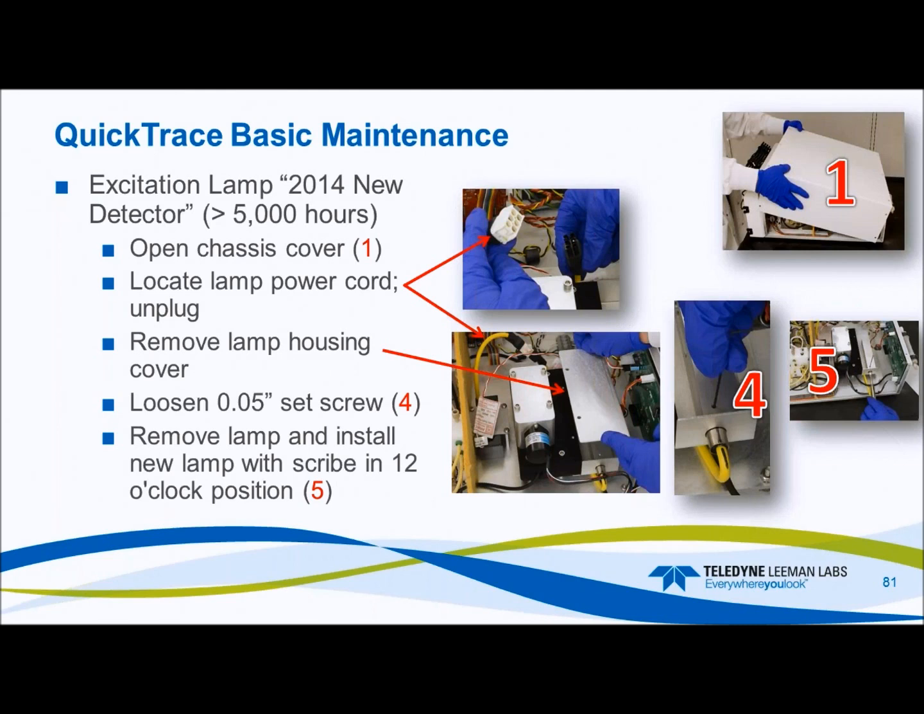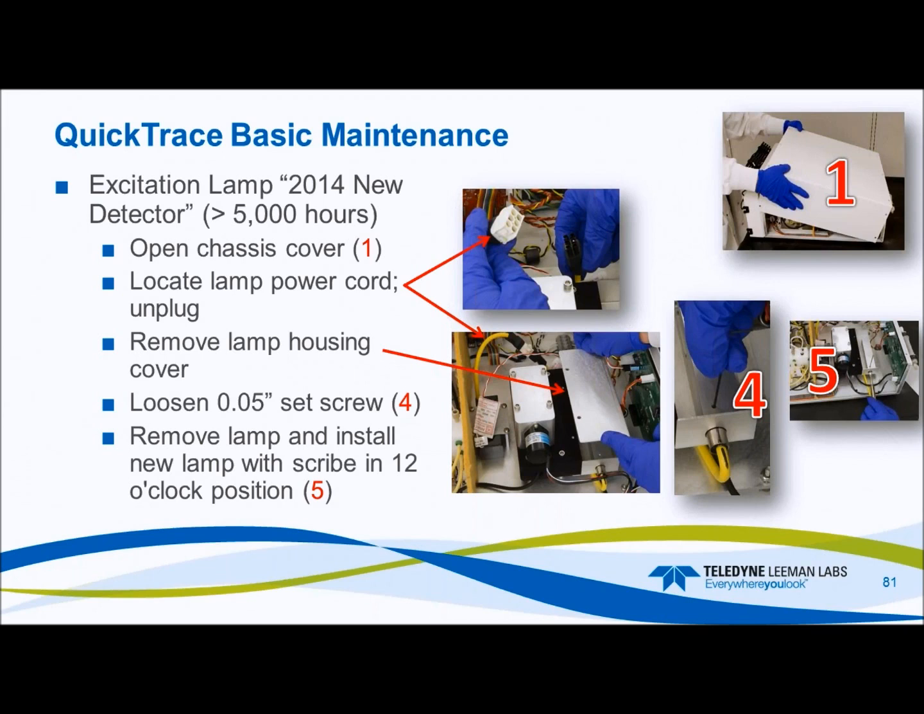Changing the lamp is pretty easy. We have the new detector in 2014. So you open up the cover to the system, locate the lamp in the back, unplug it, remove the lamp housing, loosen the 0.05 inch set screw, and pull the lamp out. Install the new lamp, make sure that the scribe is in the 12 o'clock position, tighten down the set screw, close it all up, and you're ready to go. It's pretty easy. It takes maybe 5 minutes to change a lamp. It's that simple. Everything is very accessible within the system.